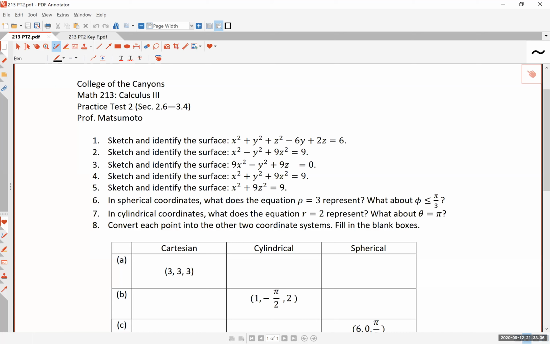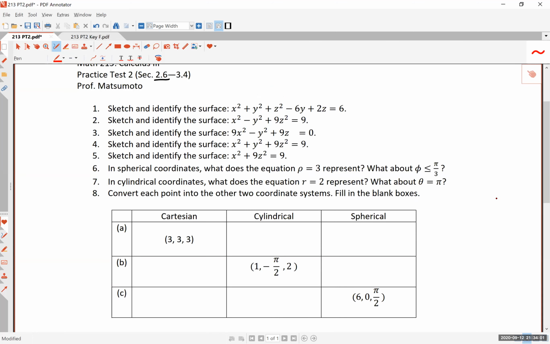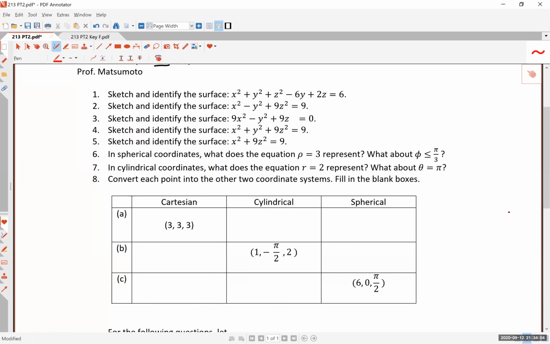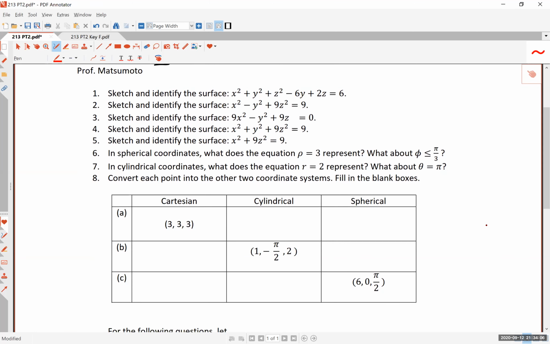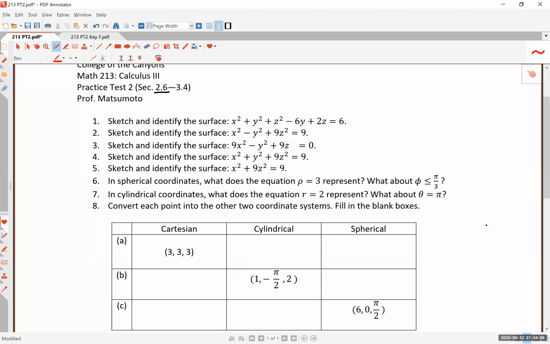Okay, so this is the practice test number 2, which covers sections 2.6, 2.7, and then 3.1, 3.2, 3.3, and 3.4. I hope you will understand that it's not about every single topic in these sections, but basically the important stuff in this section, and what's important and what's not. As you look at these problems, you'll have a sense of what is important and what is not so important in these sections. Okay, so let's start with number 1.